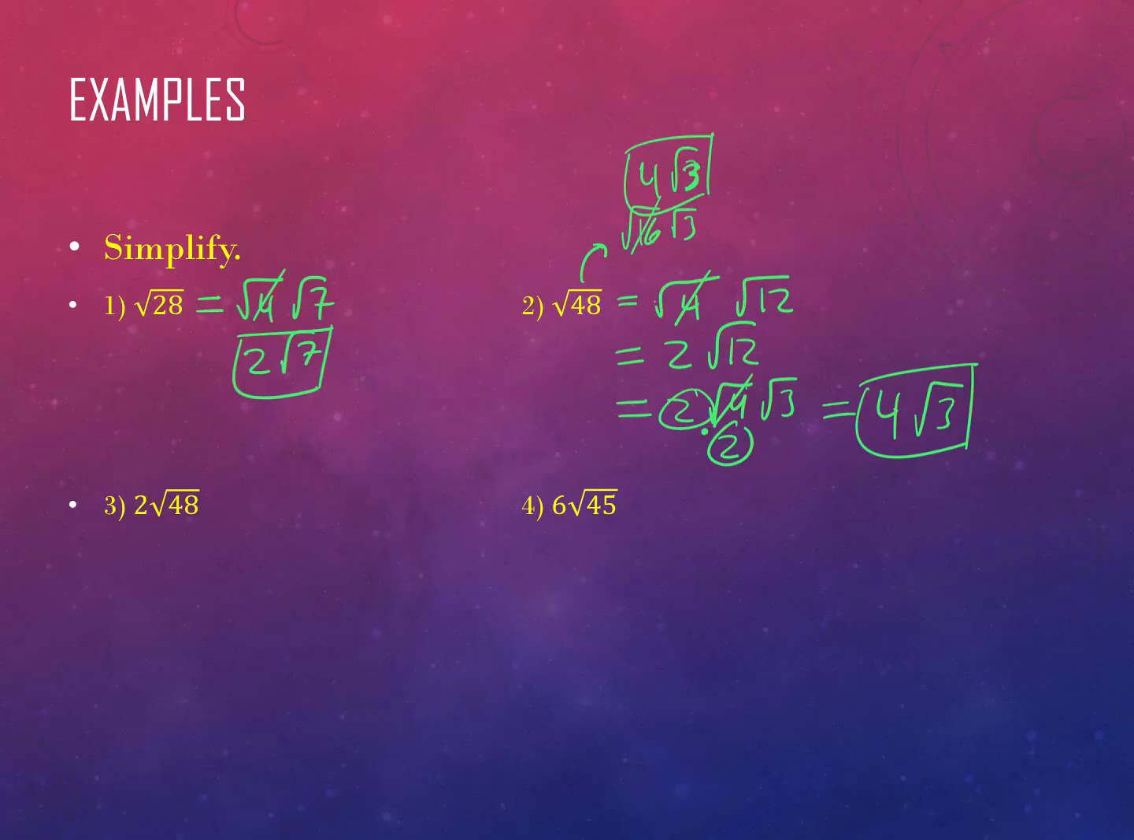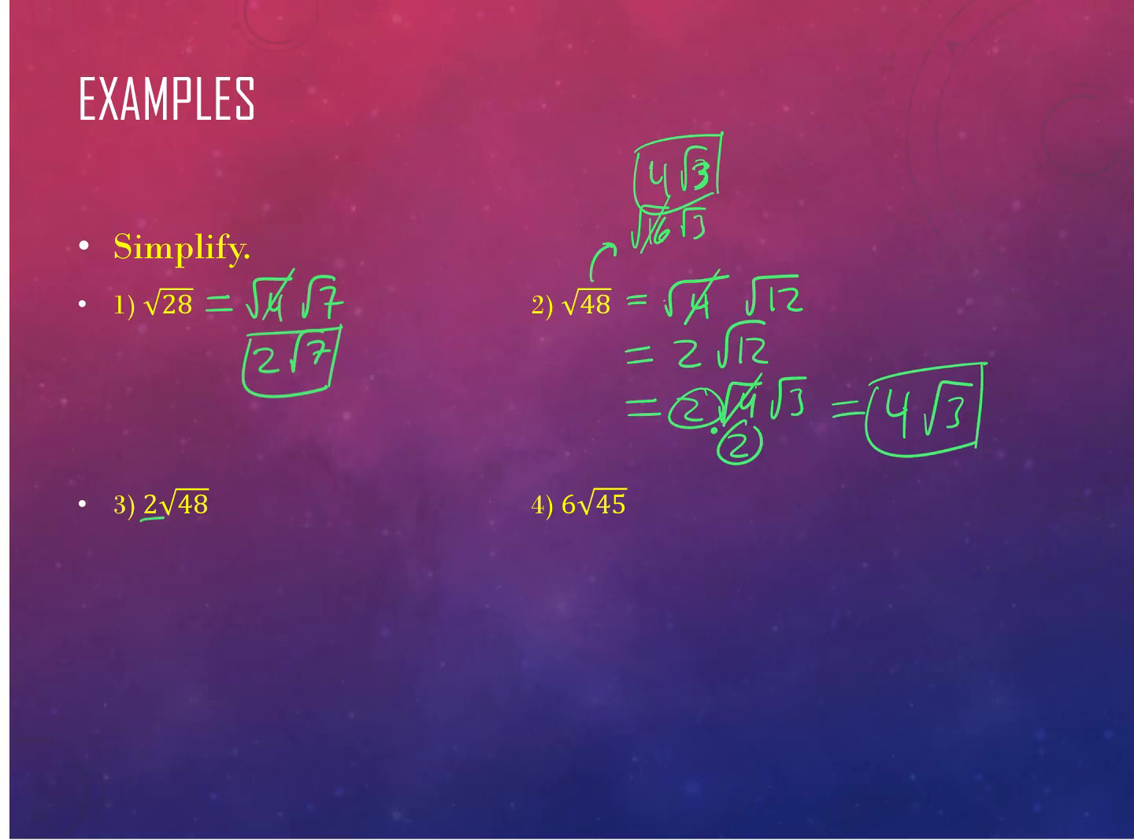Now number 3, if I have a number in front, same exact idea, I would just multiply the whole number times the whole number. So if I have the square root of 48, we just did that. I know that that's going to be 4 square root of 3. I have a 2 in front, so it's going to be 2 times 4 square root of 3. Again, I can do whole number times the whole number, and I get 8 square root of 3.